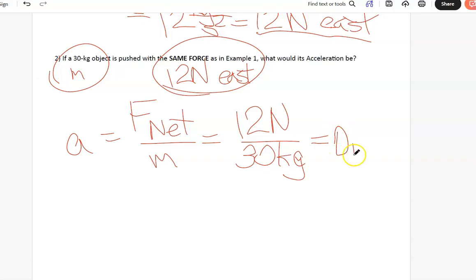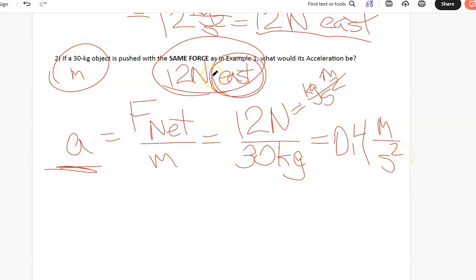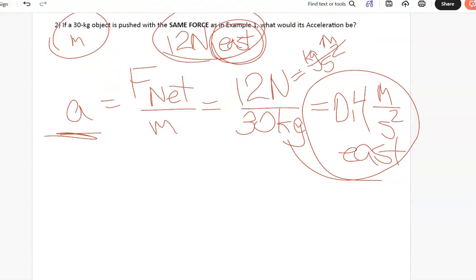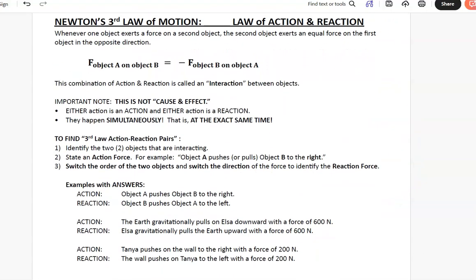We get 0.4. And remember, newtons is really equal to a kilogram meter per second squared, but don't worry about that. You're calculating acceleration, so you know your units are going to be meters per second squared. And since the direction of the net force is east, then the direction of the acceleration is east as well. And that's it. Okay, let's move to the third of Newton's three laws.